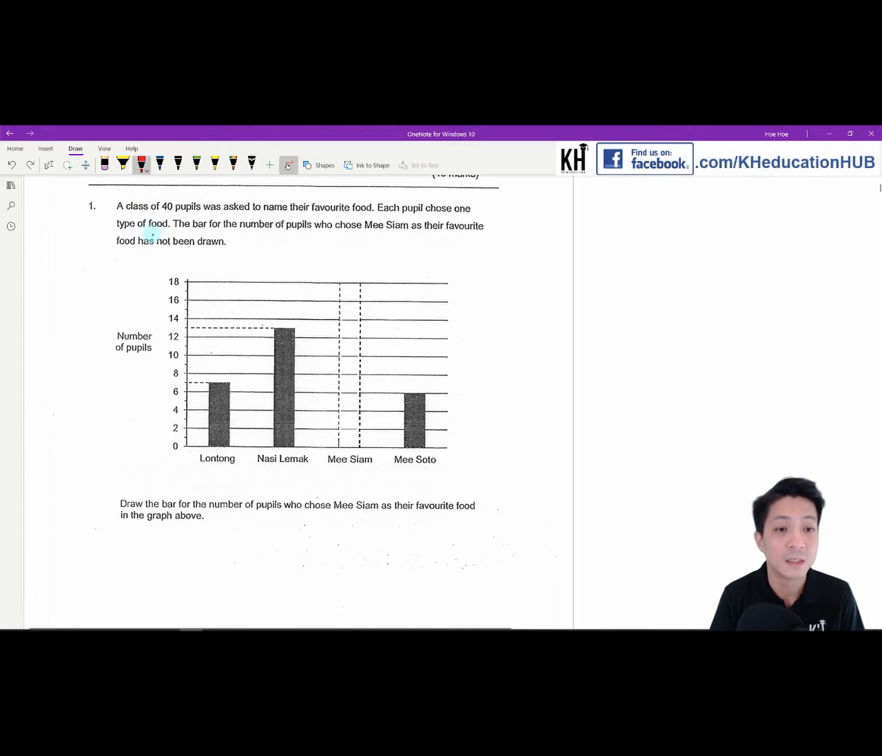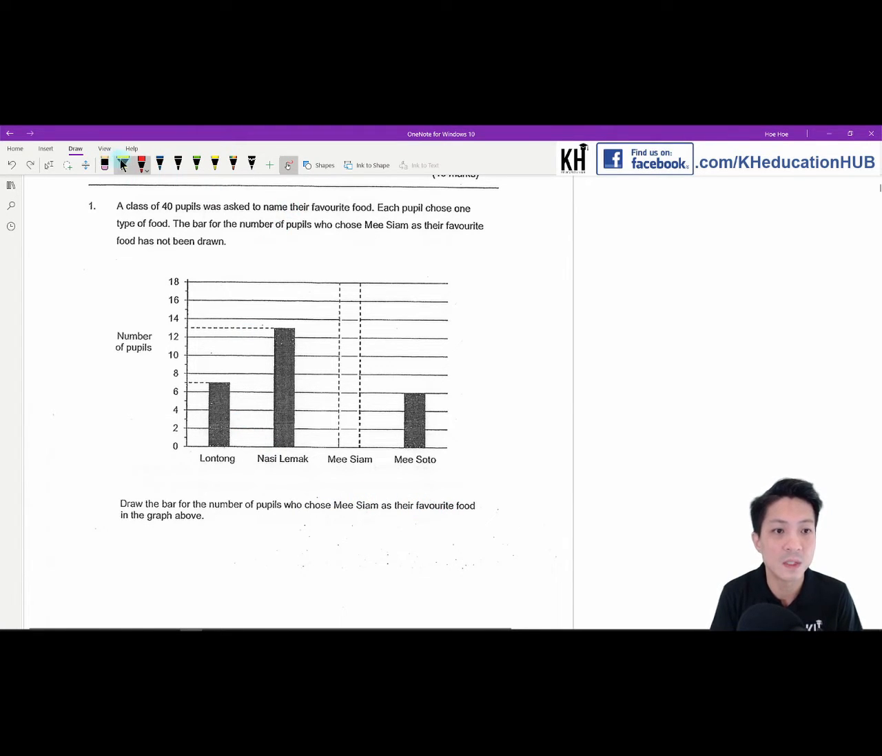Okay, question 1. A class of 40 pupils was asked to name their favorite food. Each pupil chose one type of food. The bar for the number of pupils who chose mee siam as their favorite food was not drawn. So you can see a table over here, with the number of pupils and the different types of food. Draw the bar for the number of pupils who chose mee siam as their favorite food in the graph above.